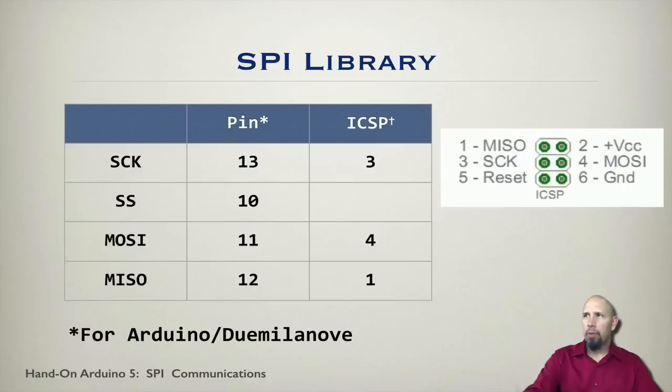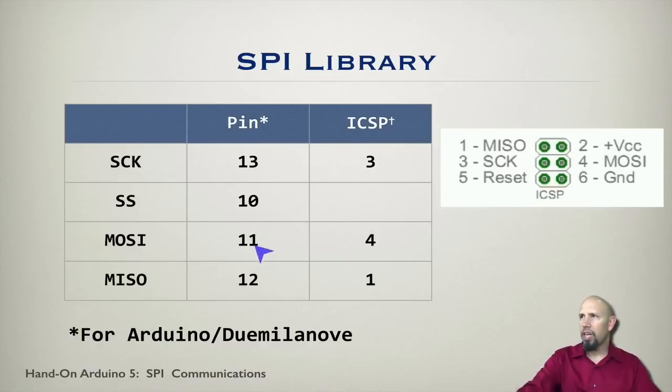In the SPI library, there are some pins that are predefined. The clock, SCK, is defined to be pin 13. Slave select is defined to be pin 10. Master out slave in is defined to be pin 11, and master in slave out is defined to be pin 12. And this is true for the Arduino Uno or Due Milanova. For the Due or some of the other Arduinos, you'll have a different setup.